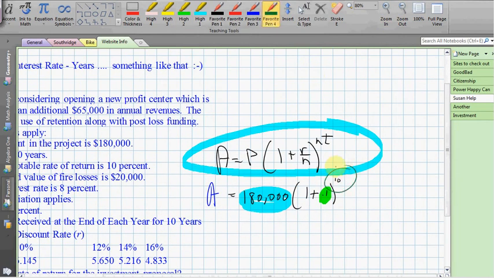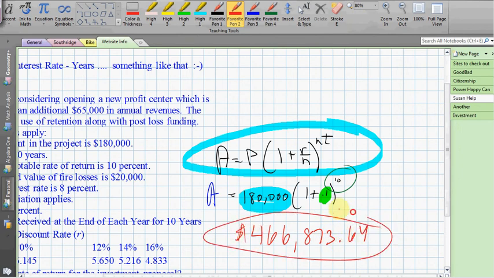So when I break out the calculator, I'm going to go 1 plus 0.1 for 10%, because that's the rate of return they want. And I'm going to raise it to the 10th power, and then I'm going to times that number by 180,000. So if this investment of $180,000 was giving us an 8% return without taxes, at the end of 10 years, that's what the value of our investment should be.